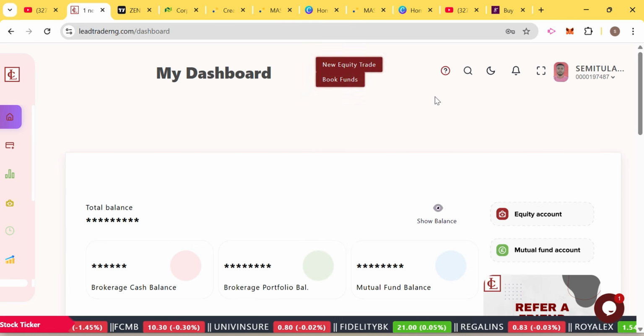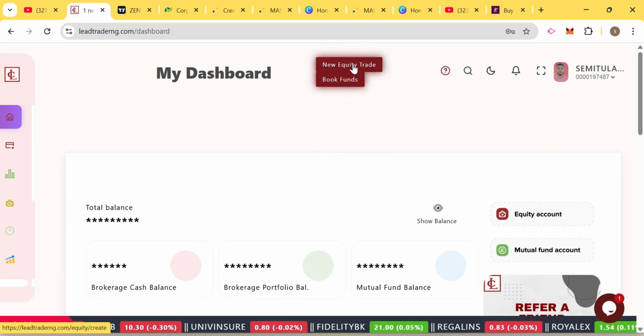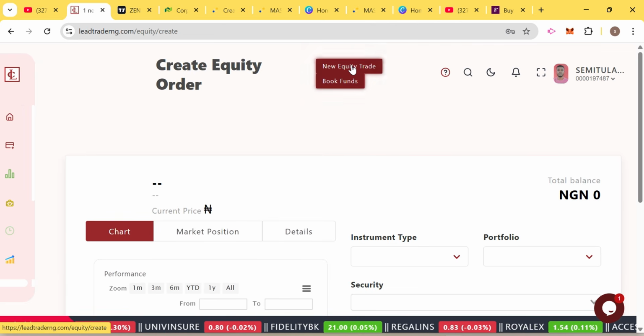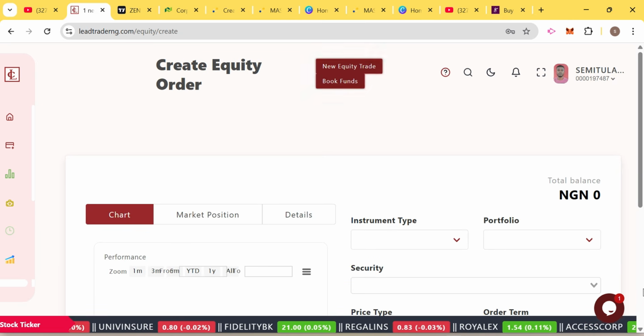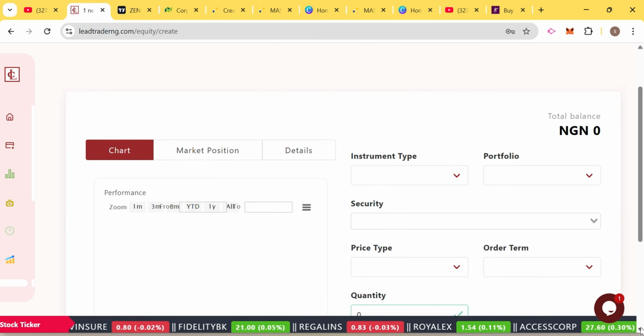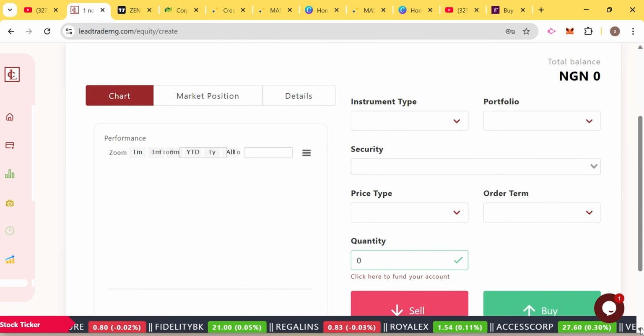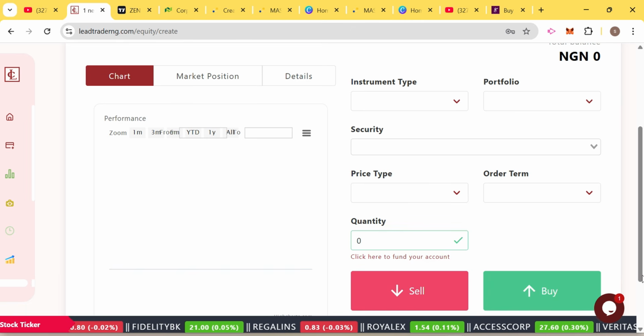What I do is I come to this part and click New Equity Trade. Once I tap New Equity Trade, you see it brings me to this point. So just relax. There is nothing difficult here. It is not rocket science. You can see everything as long as you can read. It is only when you cannot read that you find it challenging to know what I am doing.